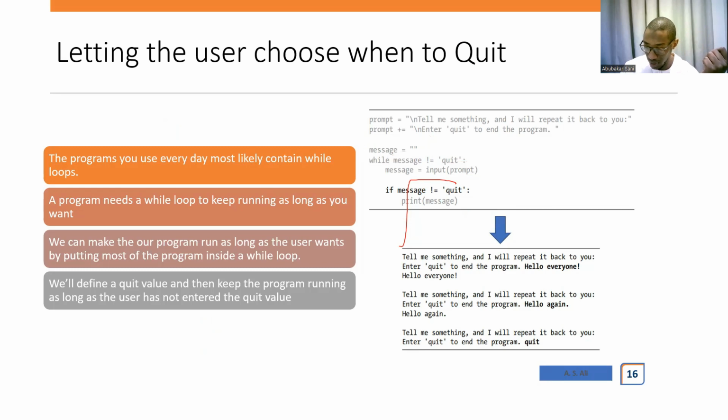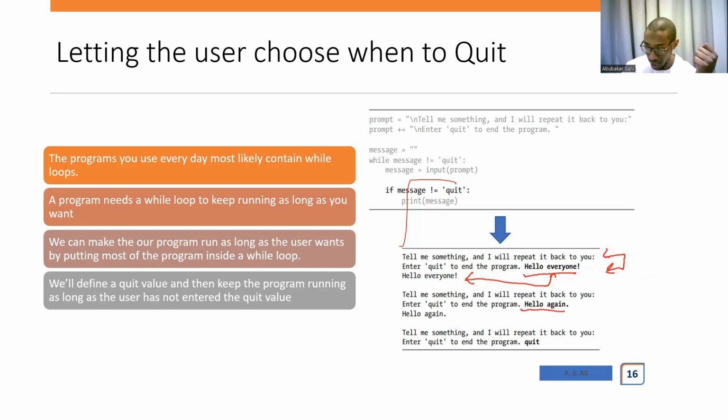We said, tell me something and I will repeat it back to you. Enter quit to end the program. And the user inputted hello everyone. The parrot repeated hello everyone. Again, the parrot asked, tell me something, and I will repeat it back to you. Enter quit to end the program. Hello again, the user said, and the parrot also repeated hello again.